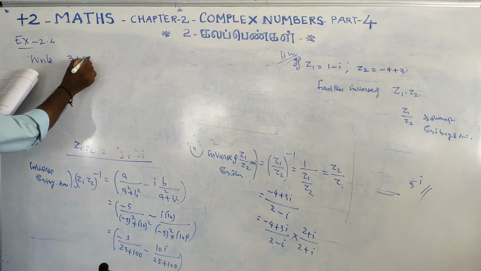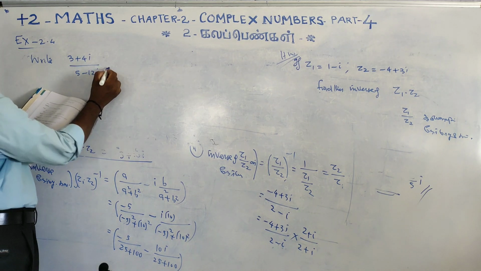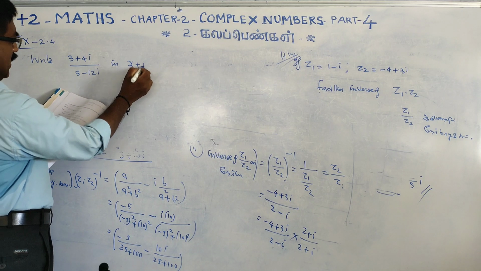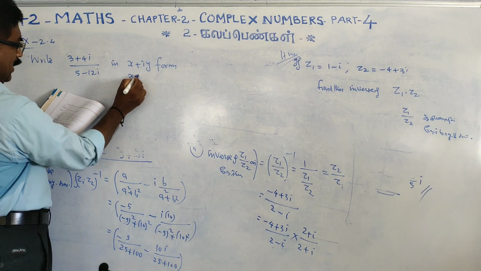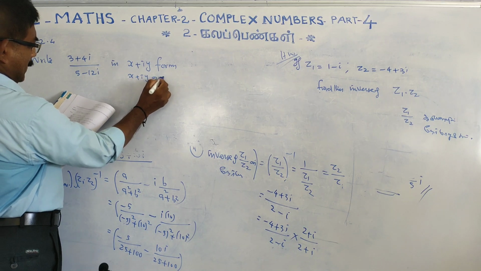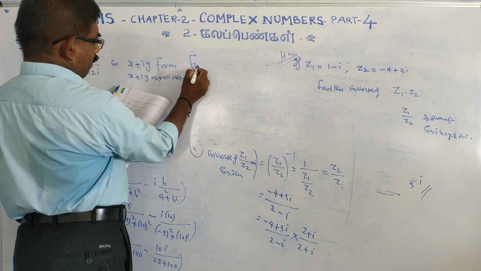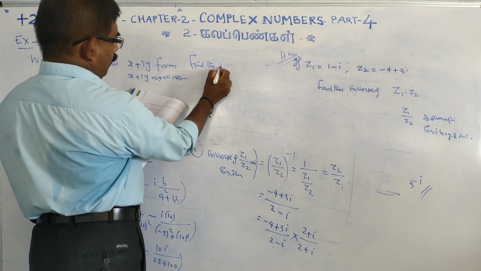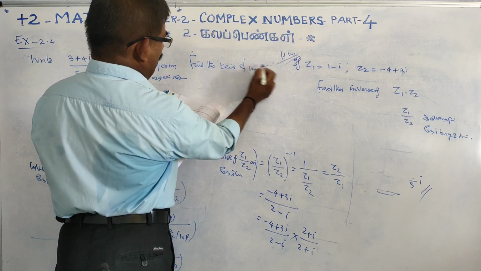3 plus 4i by 5 minus 12i, write in x plus iy form. Find the real and imaginary parts.